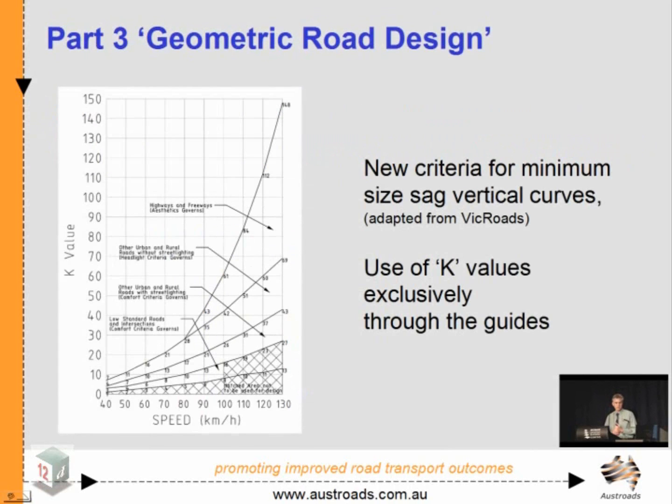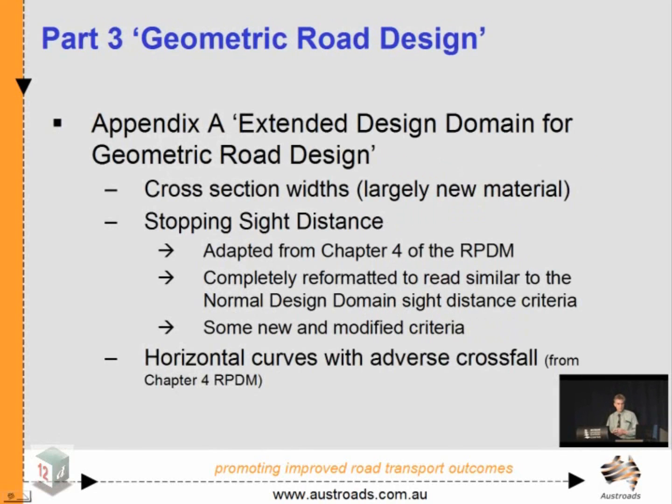We have new criteria for sag vertical curves, and this is based on a VicRoads approach, modified to the new sight distance models. And more or less what it's showing is that for less important roads you can get away with sharper sag curves than what you typically would use on a major motorway. So similar philosophy to what we've used for crest vertical curves and stopping sight distance.